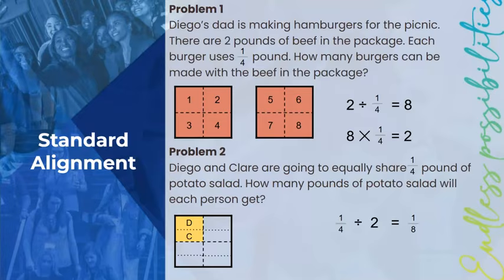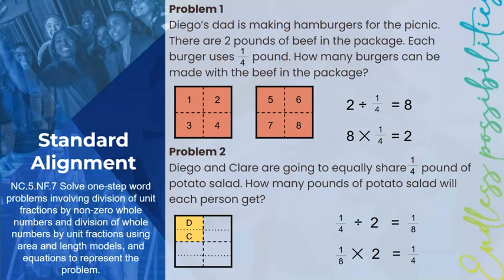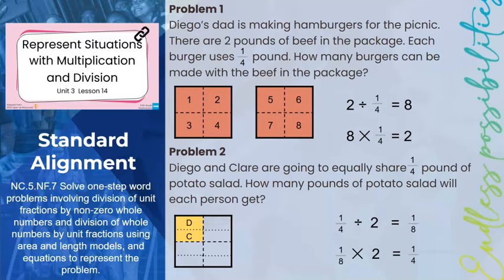We can use the relationship between multiplication and division here too. 1/8 times 2 people is equal to 1/4. These questions are aligned to NC 5 and F7. Students are using area models to represent division of a whole number by a unit fraction and a unit fraction divided by a whole number. The first 2 problems are from Unit 3, Lesson 14, Activity 1.